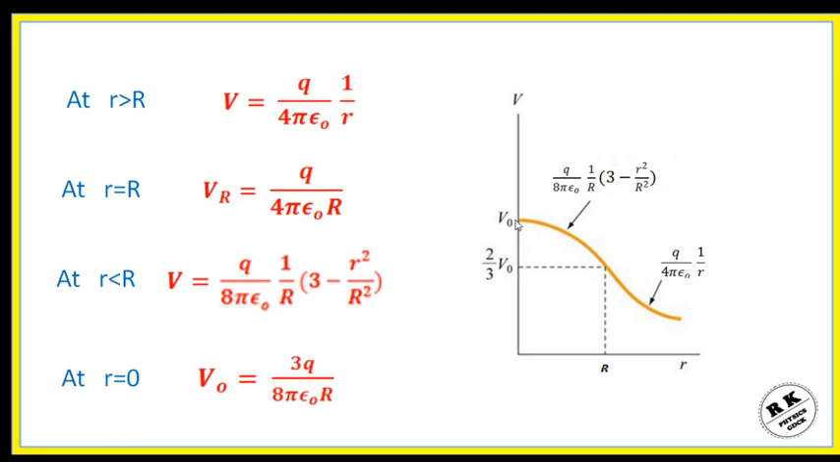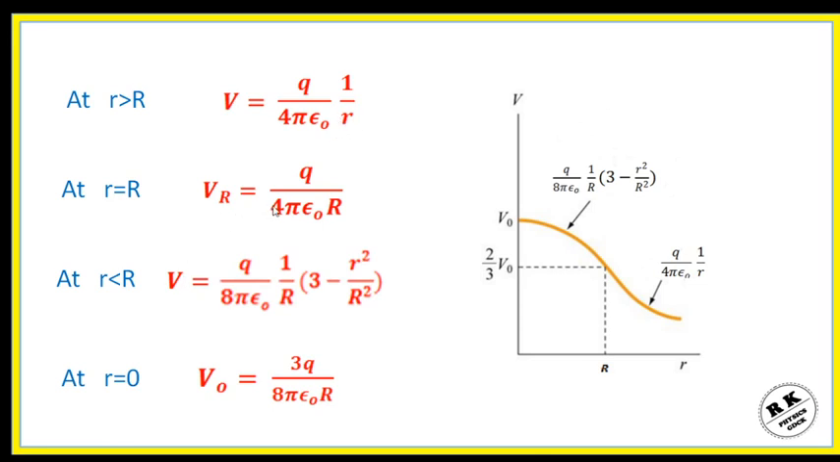As we move away from the center, the potential value drops. Inside the distribution or inside the surface, the variation of potential will be in this form according to this equation. But outside it will be in a simpler form. It varies inversely to the distance r. Have a quick look here. Outside it is varying inversely proportional to r.